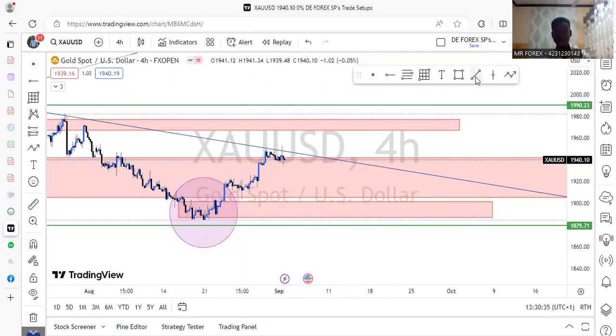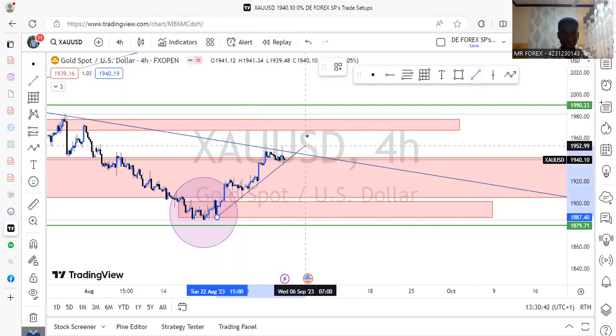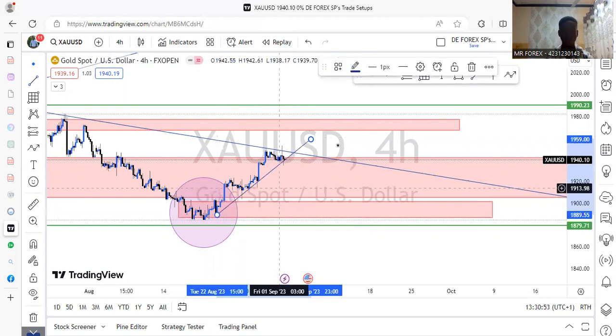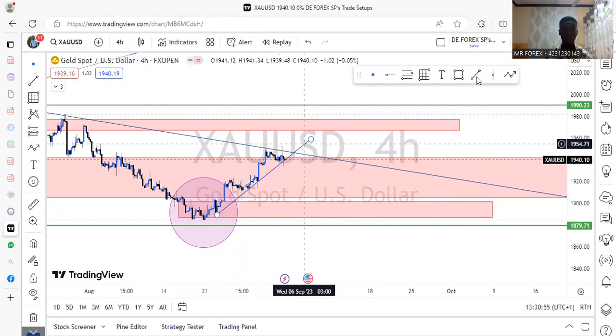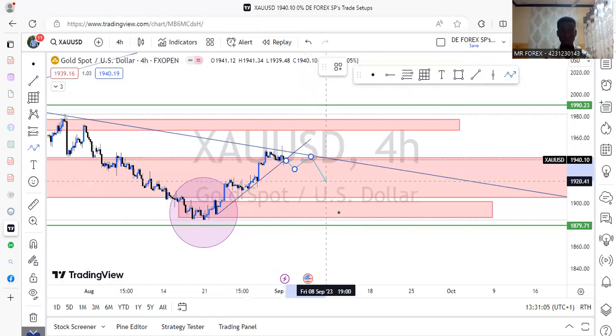So if we really want to join the sales on XAUUSD, paying attention to the current trend, it is an uptrend. Let's consider the wicks because it's an uptrend. So if you want to join in for the sales, this is what you should look out for. After this trend is broken, look out for price to retest this area, then you join the sales. You can take your profit somewhere here. There's a good place to take your profit.